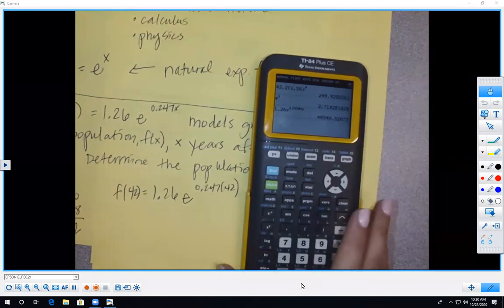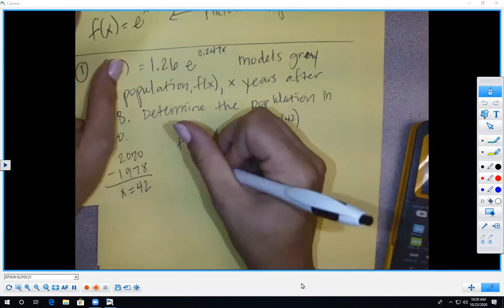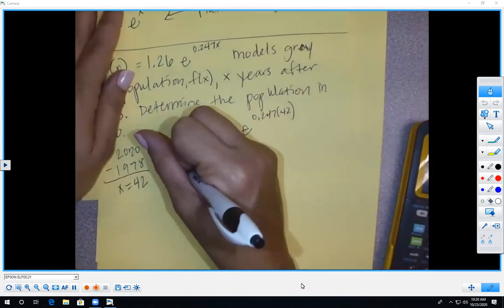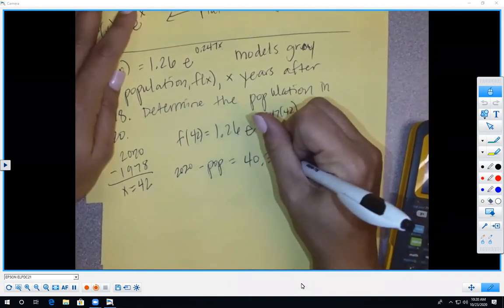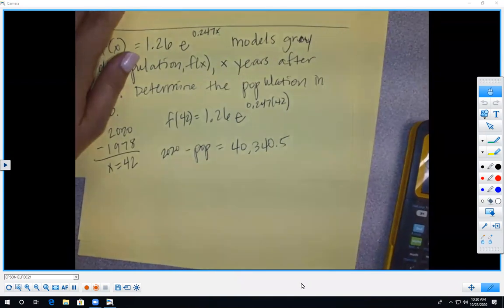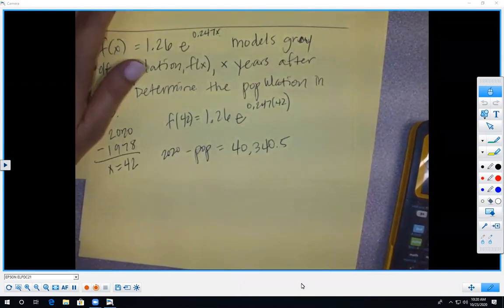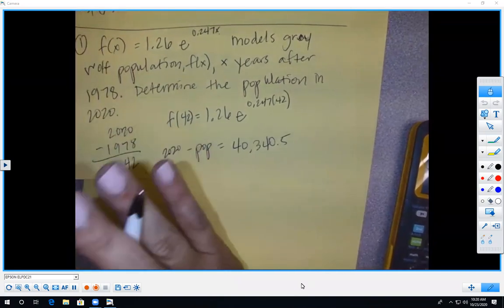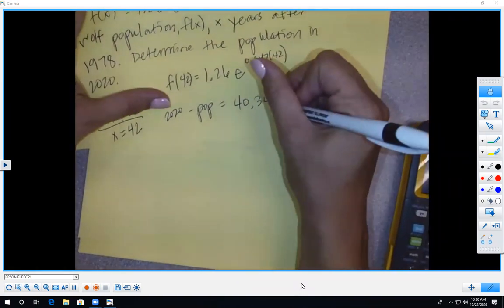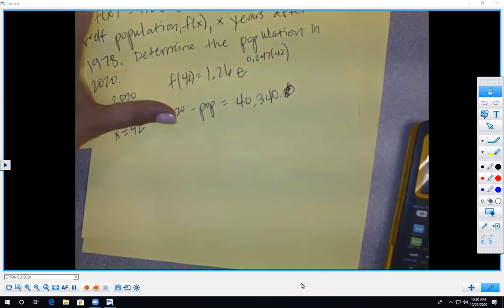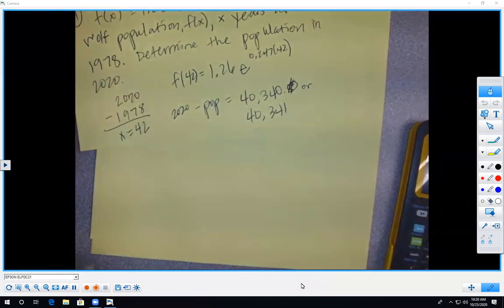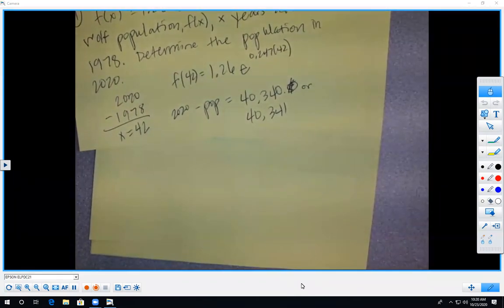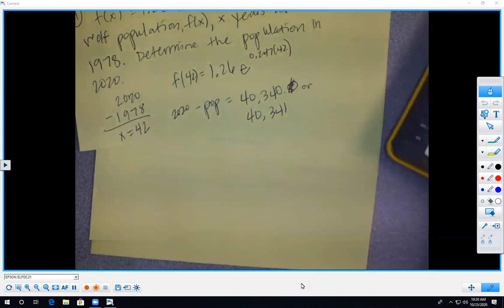Okay, so we got, in year 2020, the population is 40,340. It's 40.5. If we're talking about gray wolf population, we wouldn't put a decimal here. You could argue to round that up or down. I think you could argue it either way. So you could either say 40,340 or 40,341. Either one of those work. Okay. Questions about that?